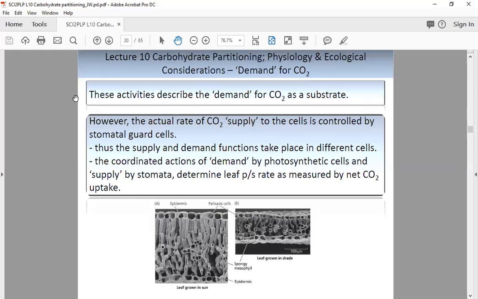However, the actual rate of carbon dioxide supply to these mesophyll cells is controlled by stomatal guard cells, which are located in the epidermis of the leaf. So we have these separate supply and demand functions associated with photosynthesis, and they're taking place in different cells. So it's the coordinated actions of the demands of photosynthetic cells, the mesophyll cells, and then the supply by the guard cells that determine photosynthetic rate as measured by net carbon dioxide uptake.